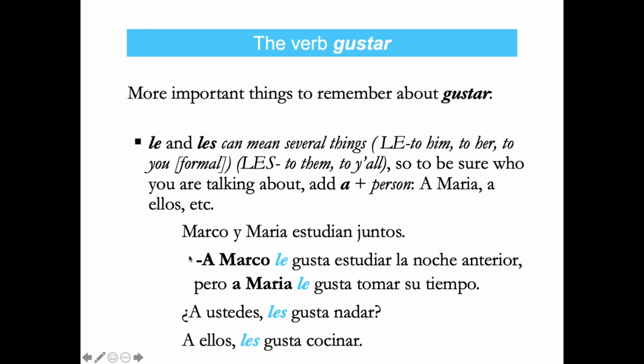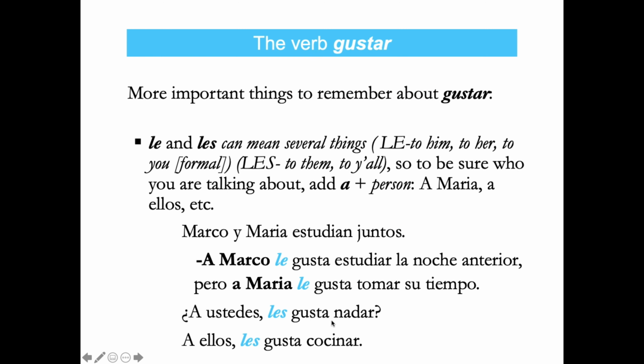Marco y María estudian juntos. Marco and Maria study together. A Marco le gusta estudiar la noche anterior, pero a María le gusta tomar su tiempo. Marco likes to study the night before, but Maria likes to take her time. In this sentence, le represents both Marco and Maria. But the way we know what it represents in each part of the sentence is by this component, a Marco. In this case, le means he likes to study. In this case, a Maria, le means she likes to take her time.